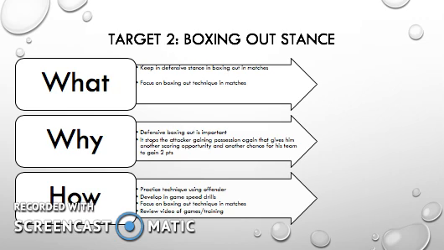Lou's progress can be measured using video footage of games and practice against the technical model.